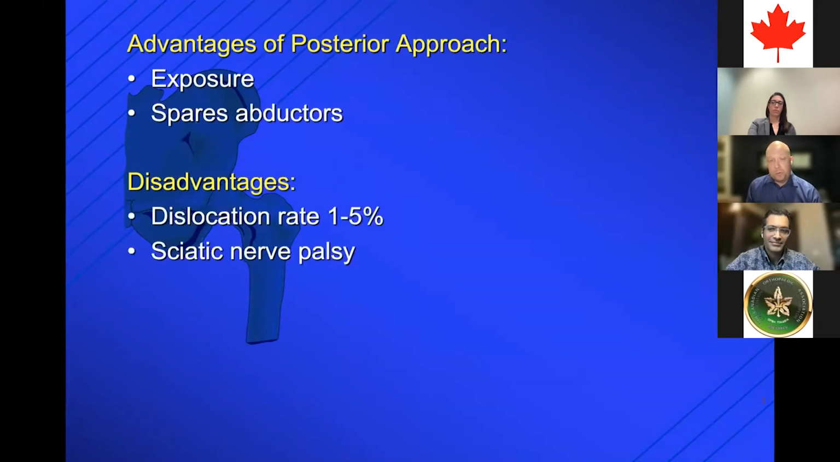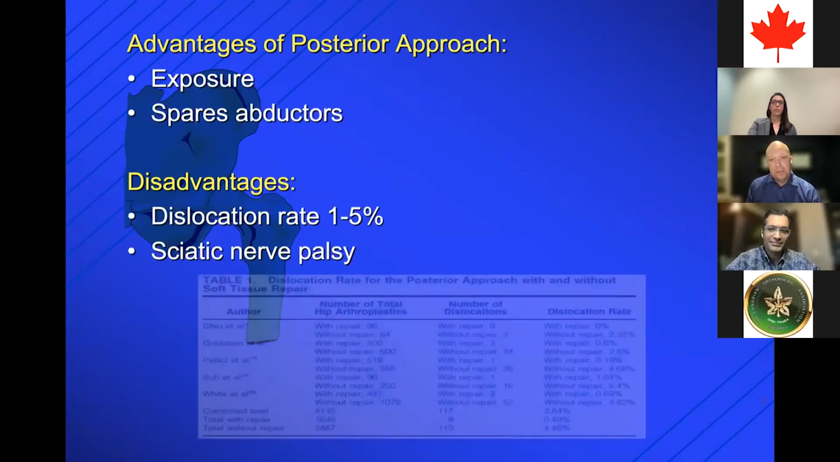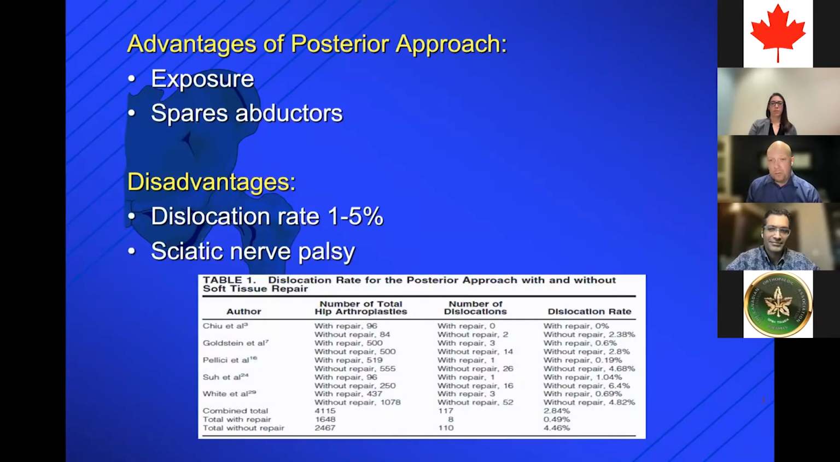The advantages of this exposure: it gives very extensile exposure for both acetabulum and femur, and it does spare the abductors. Historically, the knocks against it would be the dislocation rate, historically anywhere from 1 to 5%, and the possibility of a sciatic nerve palsy or injury associated with the surgery. Now, looking at the dislocation rate, certainly we have had multiple publications that have shown that it does improve with a good posterior capsular repair, and certainly other implant issues such as head size can play a role in that.